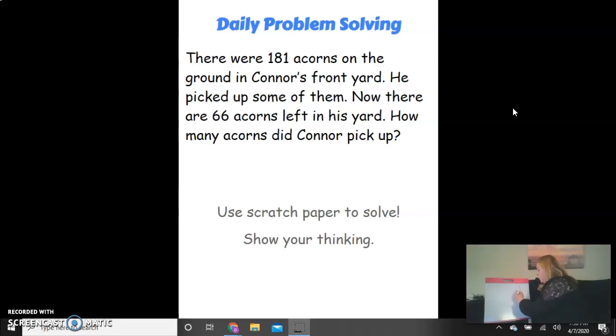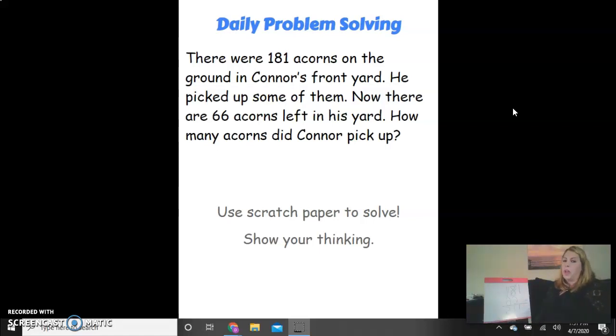So 181 minus 66. I'm looking at my ones column and I see more on the floor, so I need to go next door. There's my 10 more. So 11 minus 6 equals 5. 7 minus 6 equals 1. And 1 minus 0 equals 1. So my answer is 115.